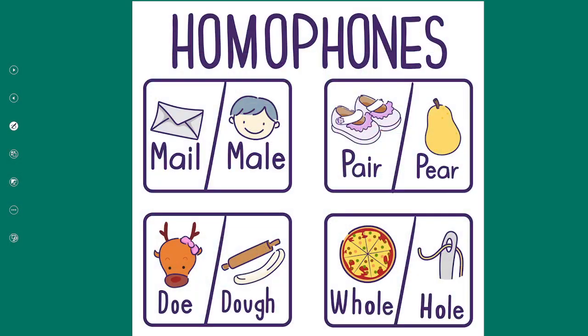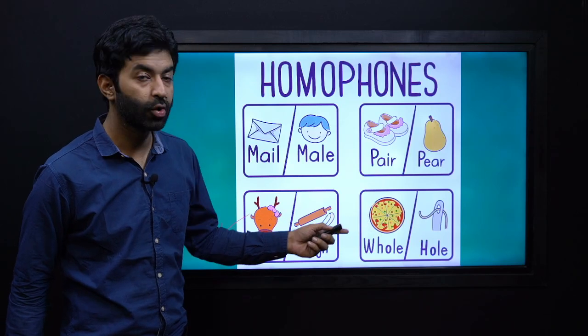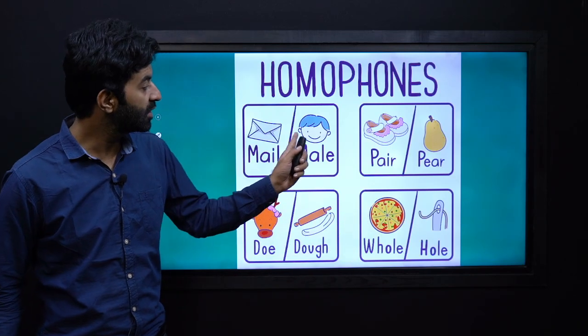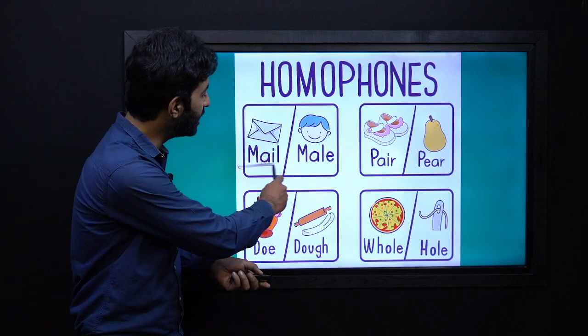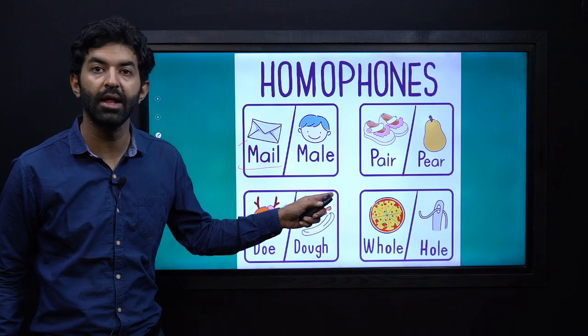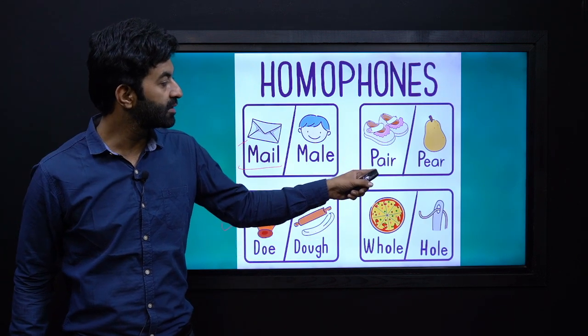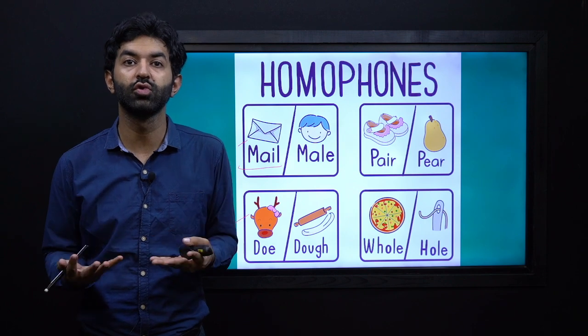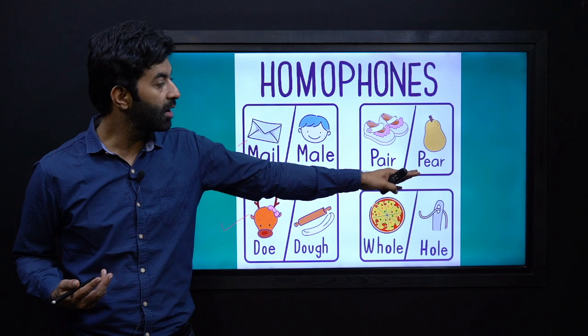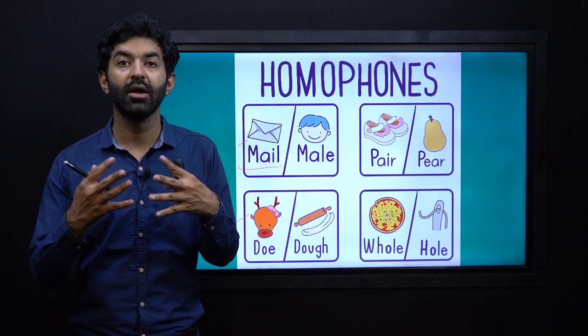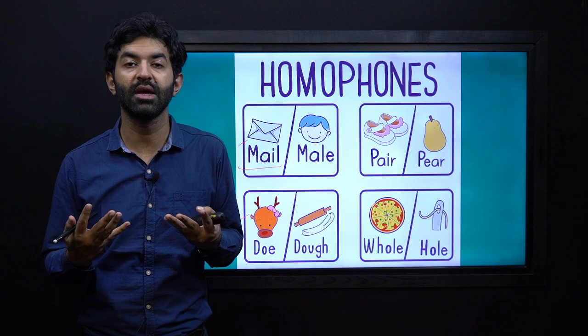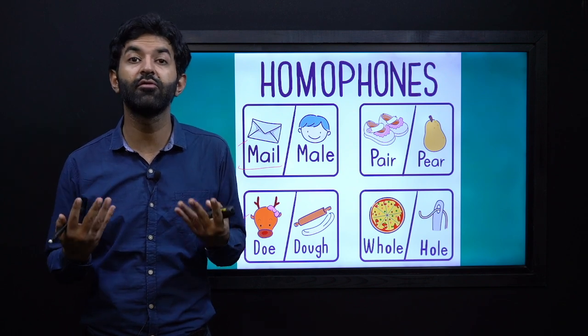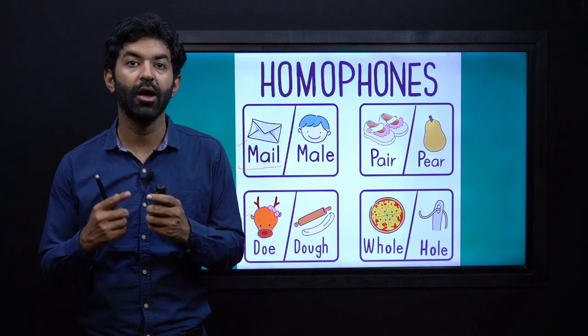Here are some more homophones: mail and male, pair and pear, due and do, whole and hole. You can notice the spellings are different. These things are totally different. Here is a mail that you send to each other, and this is a male gender. Here is a pair, like pair of shoes, but pear is a fruit. So they are homophones. They are sounding the same but different in meaning, and they are different in spellings. So I hope that now you get it.